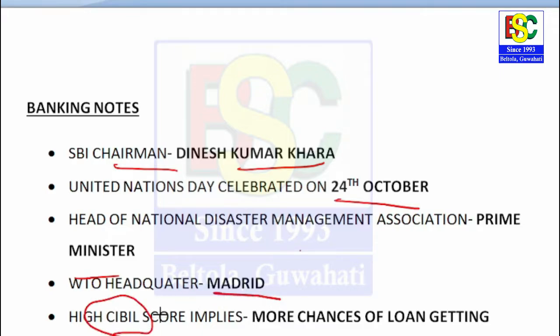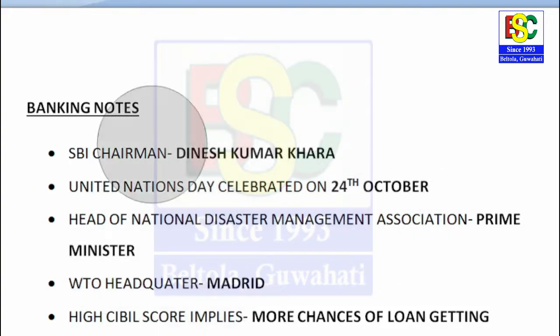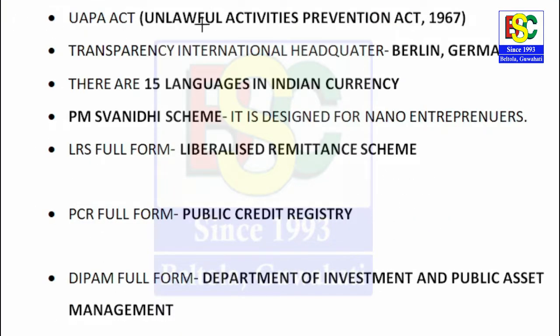What does CIBIL score mean? CIBIL score means the credit score. The higher the score, the more the chances of the loan getting approved. Generally, banks or financial institutions look at the CIBIL score before providing any loan. UAPA Act is the Unlawful Activities Prevention Act, passed in 1967. Next, Transparency International headquarters is in Berlin, Germany.